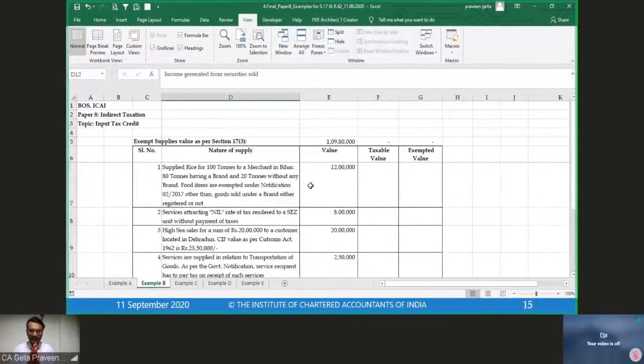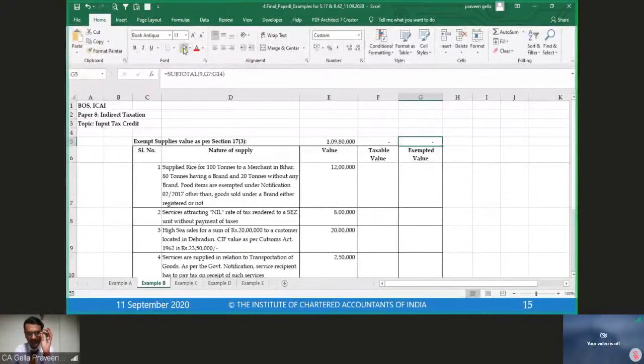This example B, like example A, has various transactions. Out of these various transactions, I want you to forget the taxable value and calculate my exempted value. Though it is a repetition, please do it carefully. What is the exempted value under section 17(3)? What is the value of exempt supply as per section 17(3)?